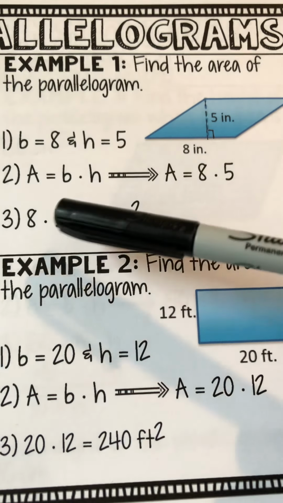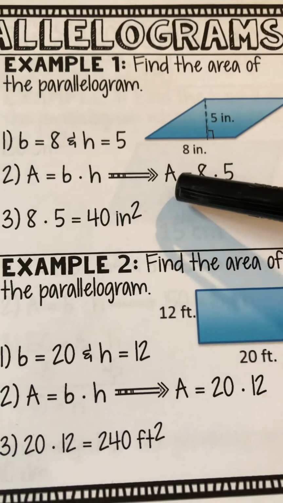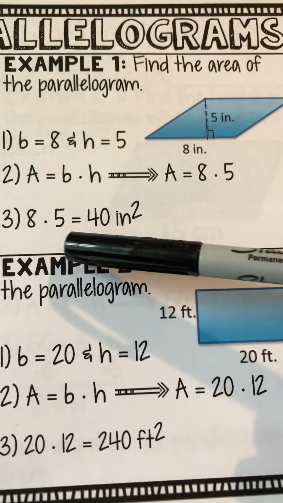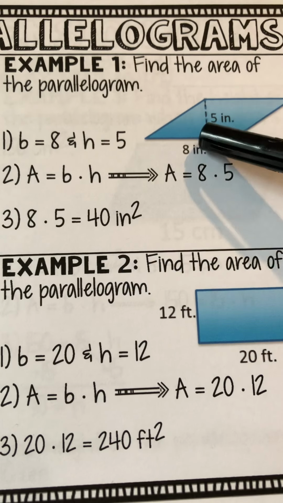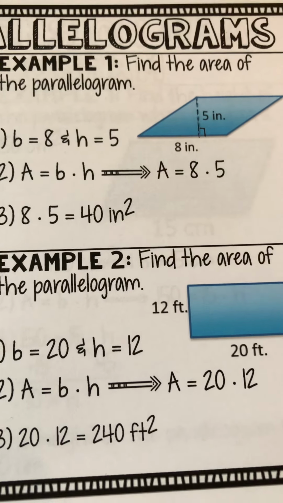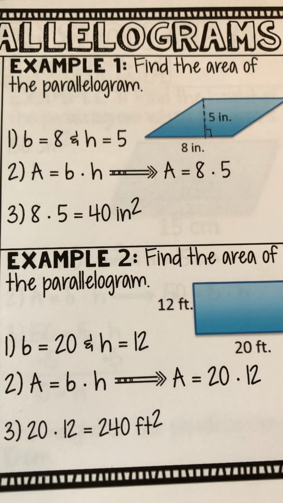So now we are substituting. Area is base times height. We substitute in the 8 for the base, the 5 for the height, and we do 8 times 5, which is 40. So the area of this parallelogram is 40 inches squared. Now we have example 2 here. Find the area of the parallelogram.